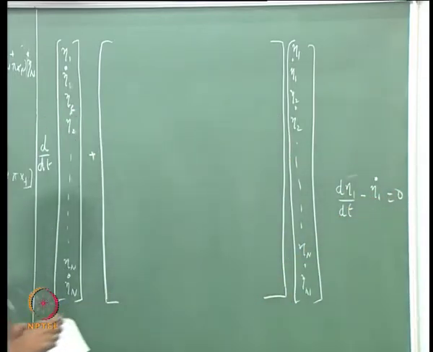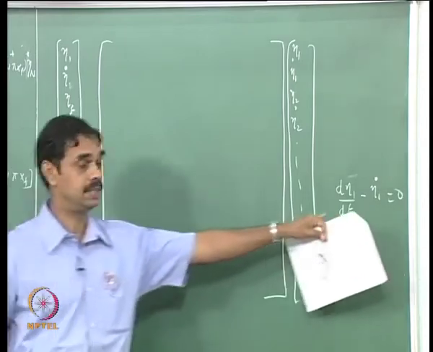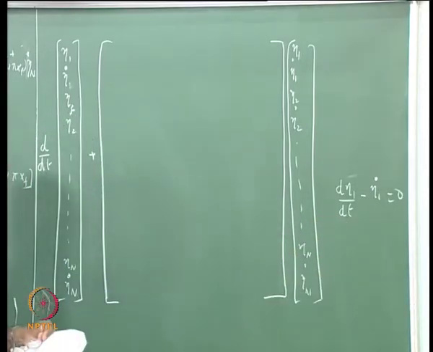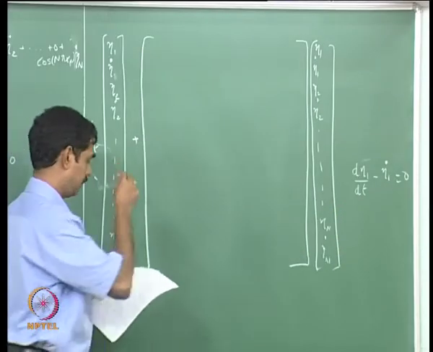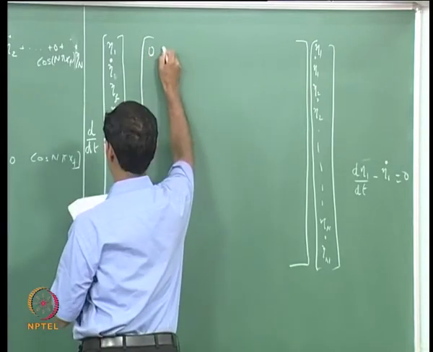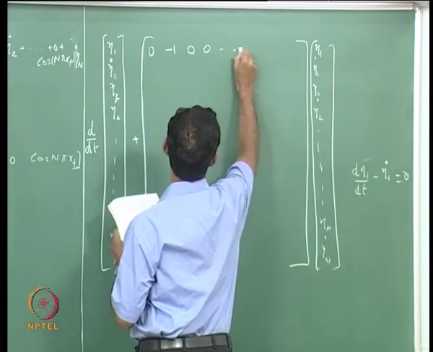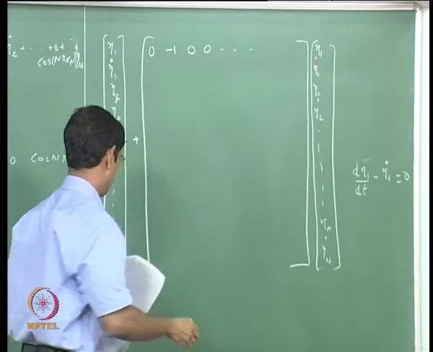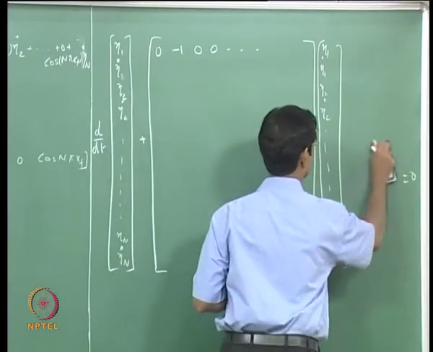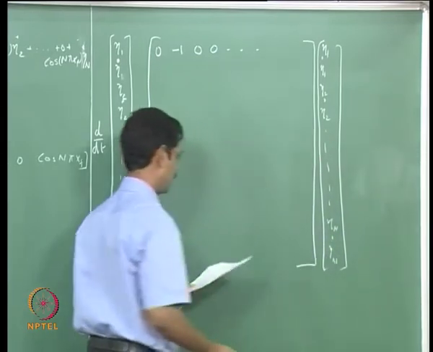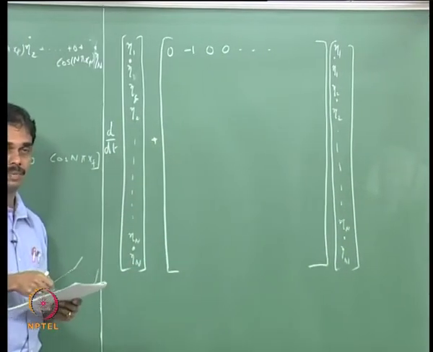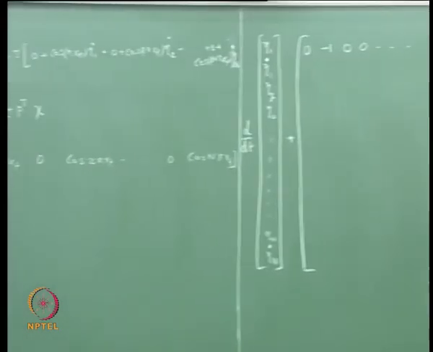So what are the coefficients? So this is the first equation, yeah. 0 minus 1. Yeah, it will be 0 minus 1 and everything else will be 0, okay. Excellent. Can you look at the next equation and say what would be the coefficients?